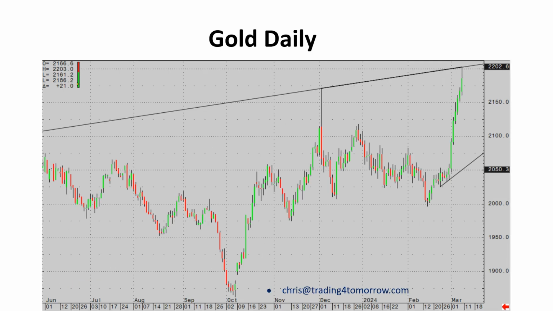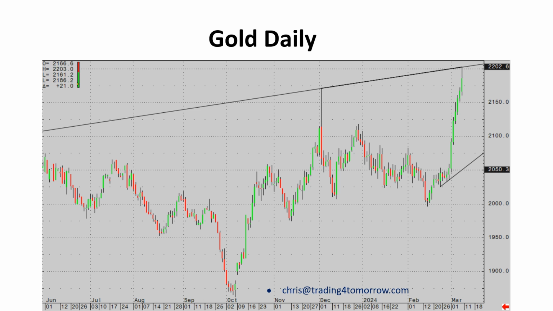And then gold. So gold made a new high on Friday as well, touching 2,200. And I've got resistance at 2,202. I've got support at 2,050. So again, these moves have been quite aggressive, quite extreme, so it's been difficult to get any really decent levels on there. But you know, they're okay.